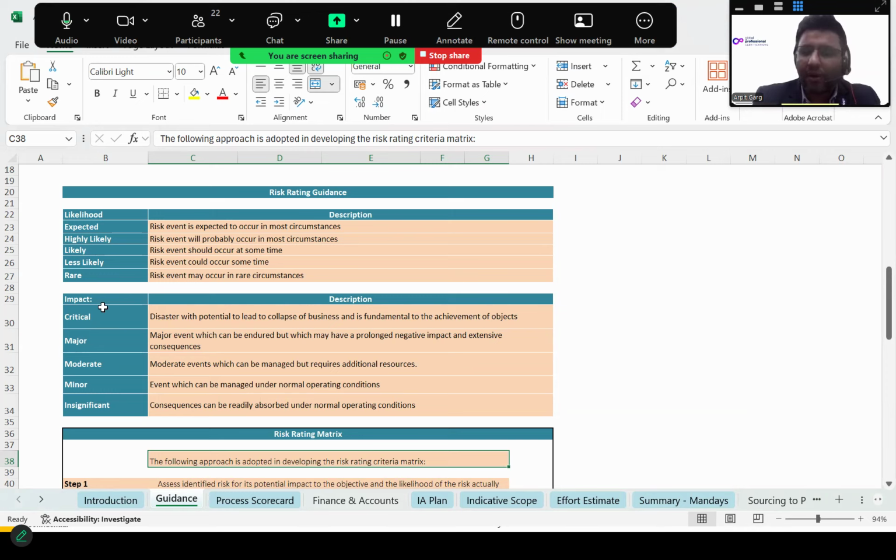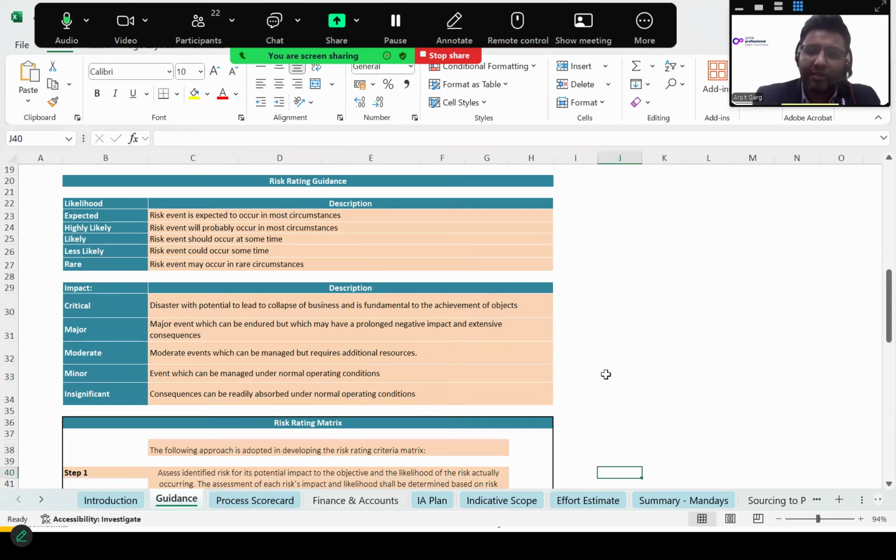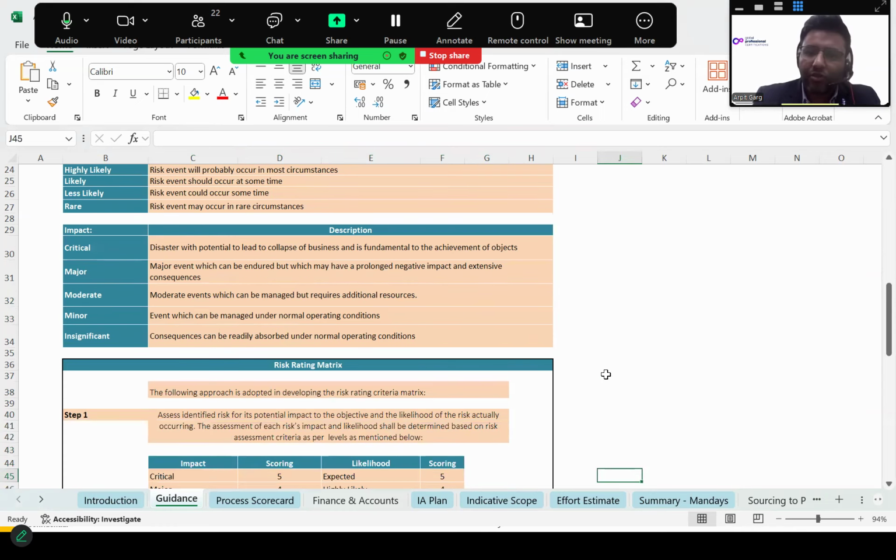Similarly, for impact criteria, impact could be insignificant, minor, moderate, major, or critical. So in simple terms, there are 1 to 5 ratings for your impact section, and similarly 1 to 5 ratings for your likelihood section. Now, how do you score a risk? I'll talk about it when we run through it later, people.